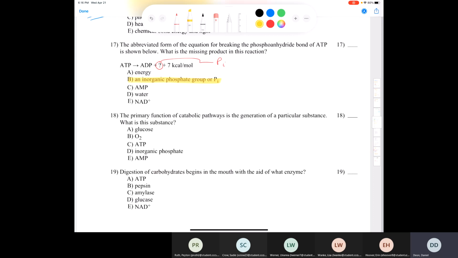Question 18. What is the primary function of catabolic pathways? The primary function of catabolic pathways is the generation of a particular substance. What is the substance? Who could tell me? What is the whole point behind catabolic pathways? And it's not a trick question.